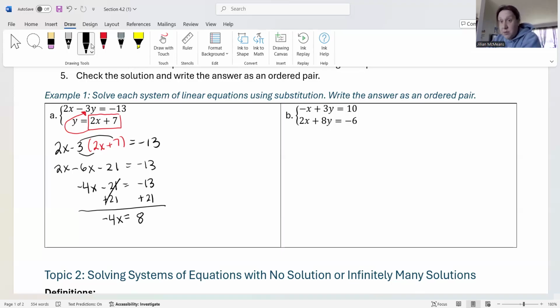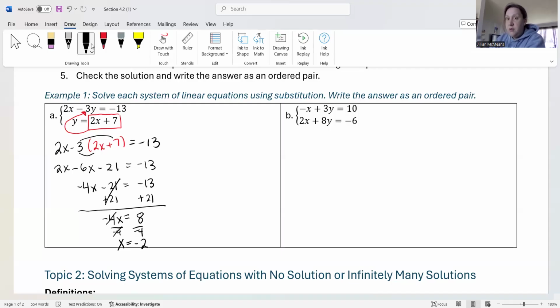So I need to now, at this point, get the negative 4 and the x separated from each other. So I need to undo that multiplication. We undo multiplication with division. So I divide both sides by negative 4. Well, the negative 4's cancel to just become 1. Negative 4 divided by itself is 1. 1 times x is x. And then 8 divided by negative 4 is negative 2.